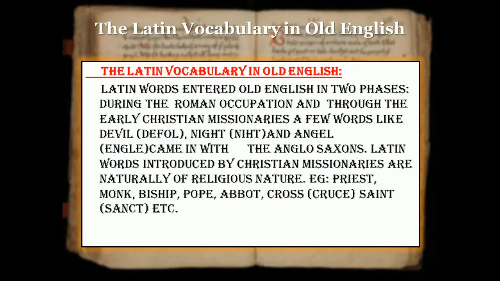Now we are going to talk about the Latin vocabulary in Old English. Latin words entered Old English in 2 phases, during the Roman occupation and through the early Christian missionaries. A few words like devil, defol, knight, neat, and angel, engel came in with the Anglo-Saxons. Latin words introduced by Christian missionaries are naturally of a religious nature. For example, priest, monk, bishop, pope, abbot, cross, cruce, saint, sanct, etc.